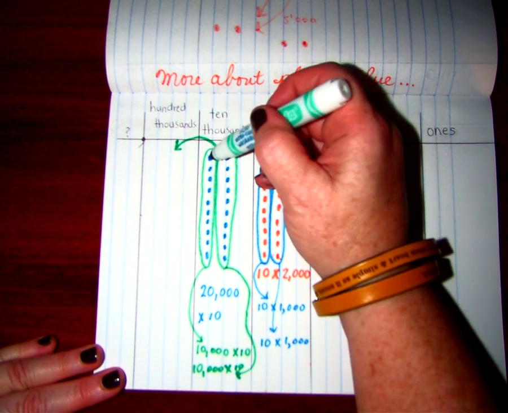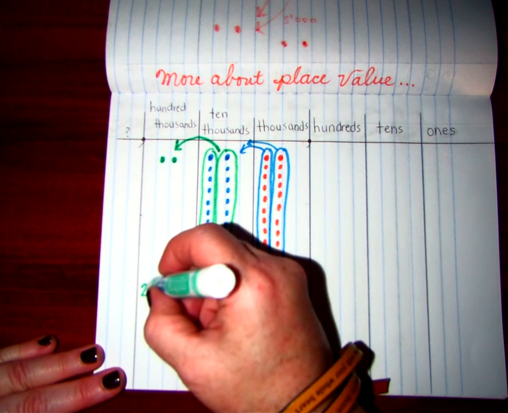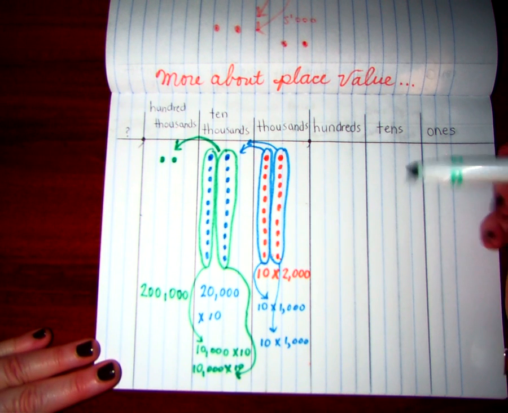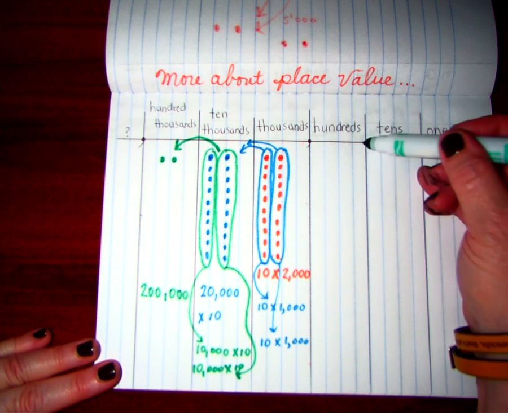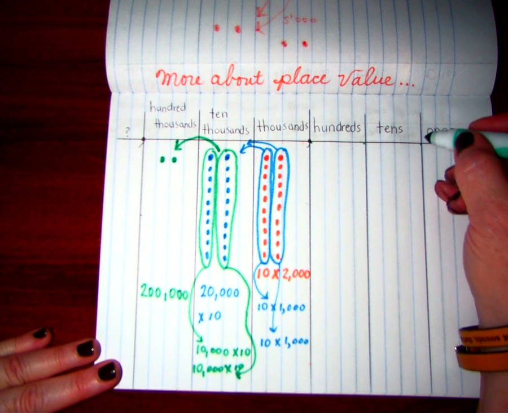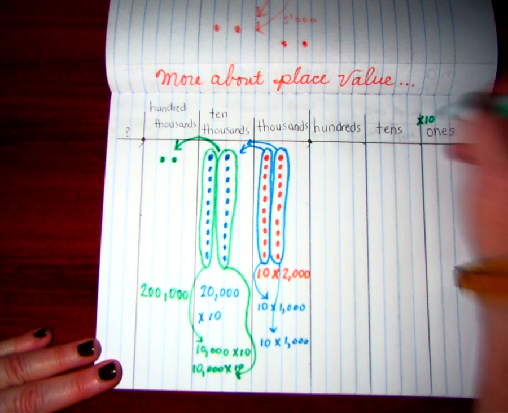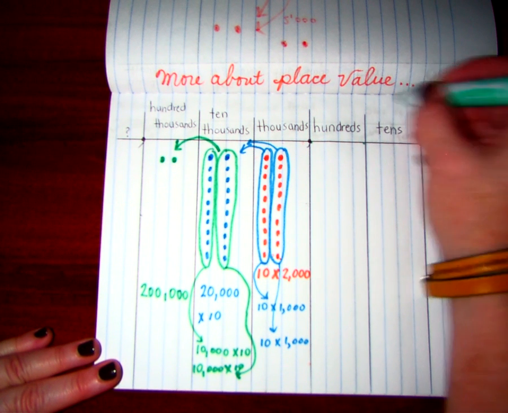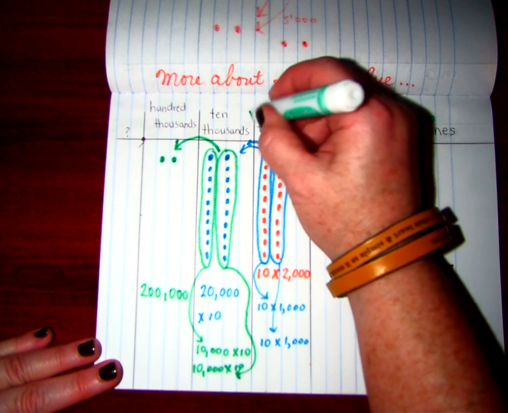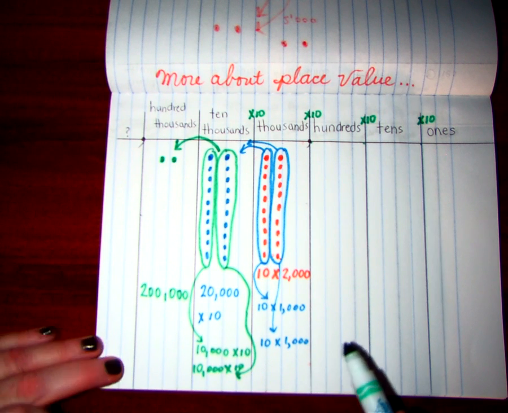So I've got now 200,000. Something we talked about the other day is the relationship of each of the places. And we discovered together that every time I move over a place, it means that I've multiplied what's in that place by 10. And I keep moving it over. And so I can see the same thing happening here. Every time I move a place, I'm multiplying by 10.